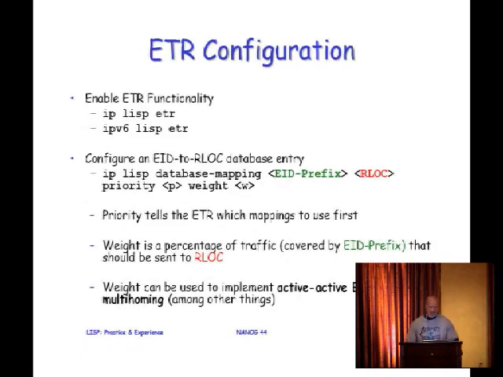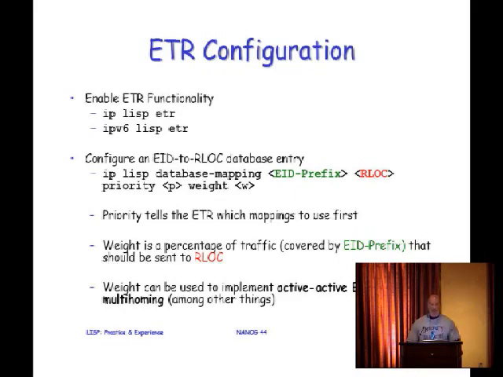Now on the ETR side, same thing, turn it on: IP ETR Lisp, or IPv6. But this is the interesting part. Remember I said the ETR has to be authoritative for some mapping. The way we've worked on it for now is, you say IPv6 or IP Lisp database mapping, and then you give it an EID prefix, in green, and an RLOC in red. And then there are two other parameters you can give it, priority and weight.